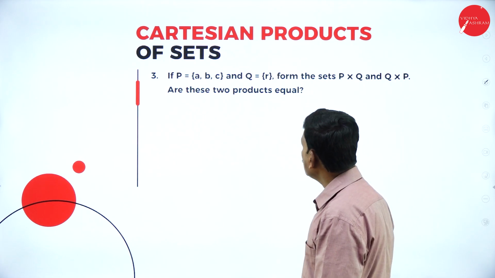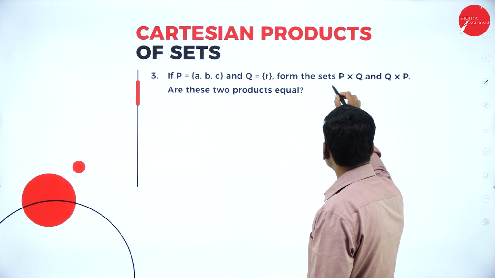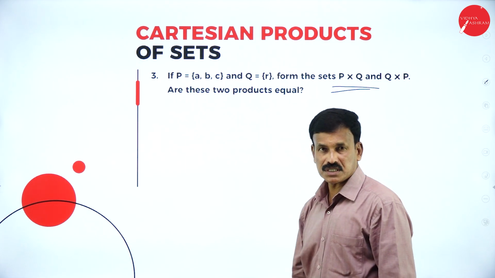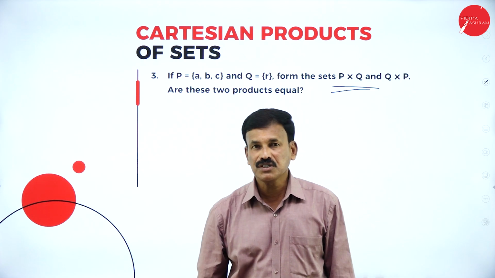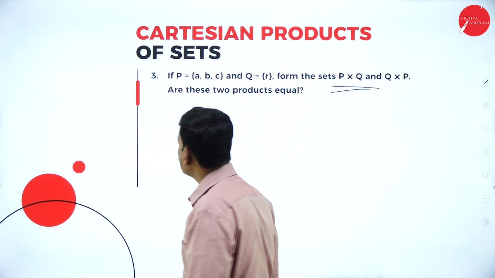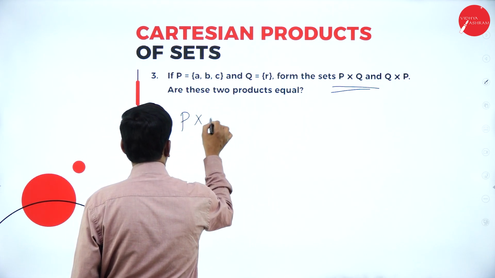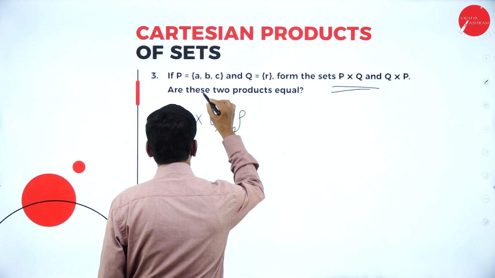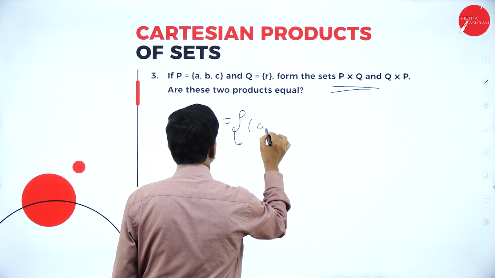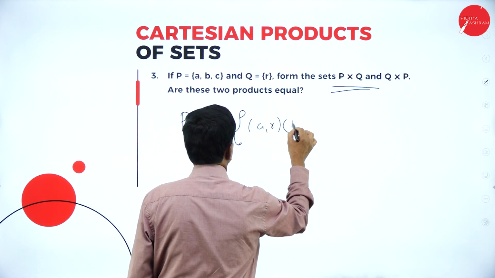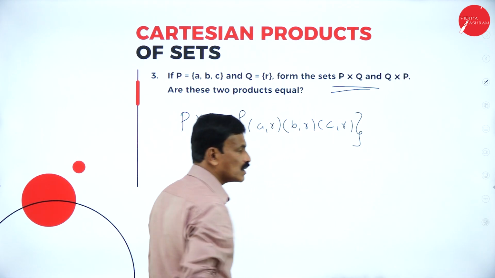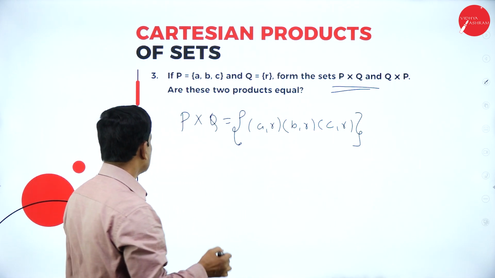If P is equal to {A, B, C} and Q is equal to {R}, then find P cross Q and Q cross P, and verify whether these two products are equal or not. So here, what is P into Q? The Cartesian product from P to Q: P contains A, B, C, and Q contains only one element R. So this is (A, R), (B, R) and (C, R). This is the Cartesian product from P to Q, P cross Q.